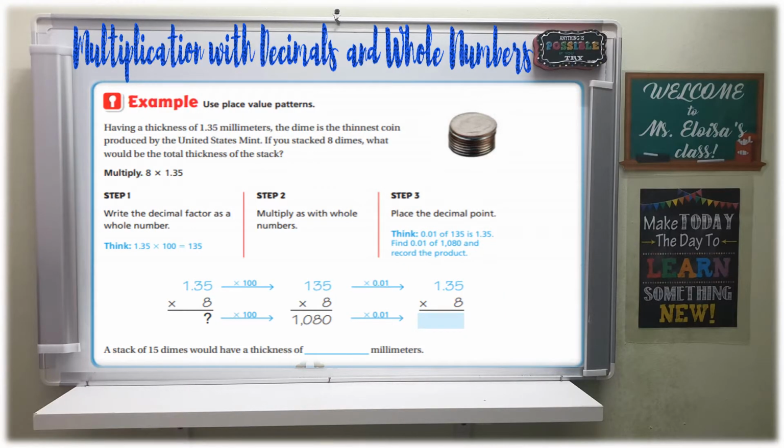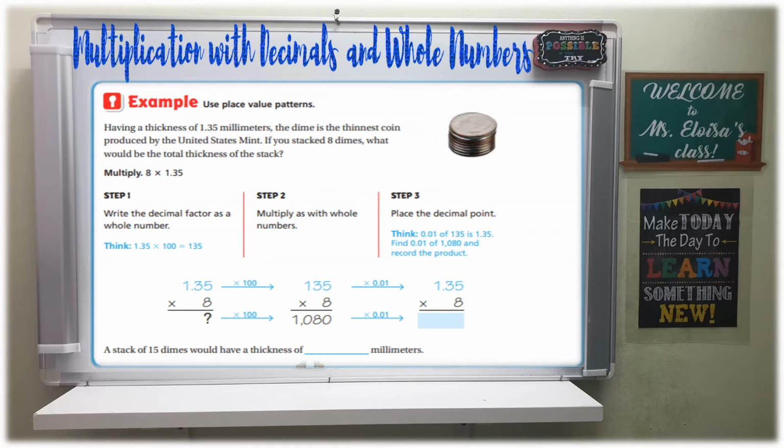Let us have another example. Use place value patterns. Having a thickness of 1.35 millimeters, the dime is the thinnest coin produced by the United States Mint. If you stacked 8 dimes, what would be the total thickness of the stack? To solve the problem, we need to multiply 8 by 1.35.